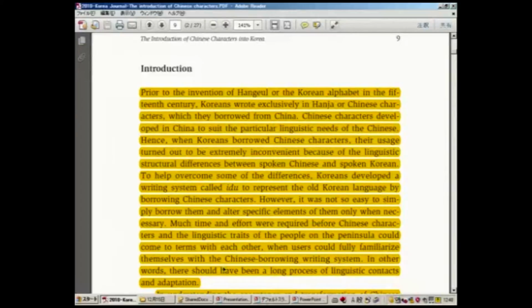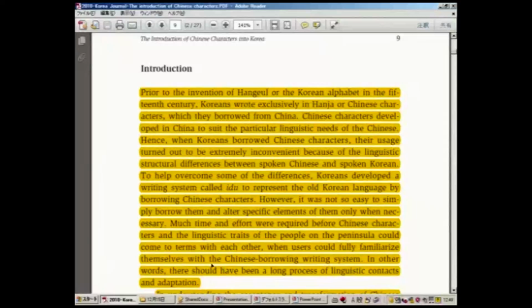Chinese characters developed in China to suit the particular linguistic needs of the Chinese. Hence, when Koreans borrowed Chinese characters, their usage turned out to be extremely inconvenient because of the linguistic structural differences between spoken Chinese and spoken Korean. To help overcome some of the differences, the Koreans developed a writing system called Yi-du, in Chinese Li-du, to represent the old Korean language by borrowing Chinese characters.